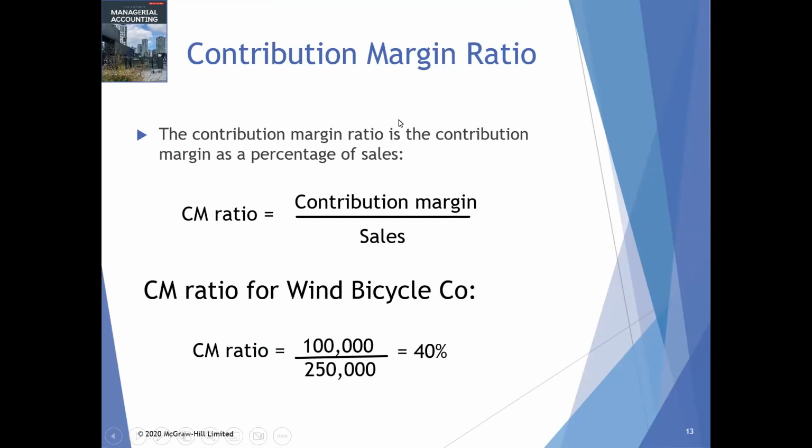Okay, so now look at this, the contribution margin ratio. What is that? The contribution margin ratio is the contribution margin as a percentage of sale. So $100,000 divided by $250,000 is 40%. It means 40% of the sale is contribution margin. When the sale increases, 40% of the sale will be the contribution margin.